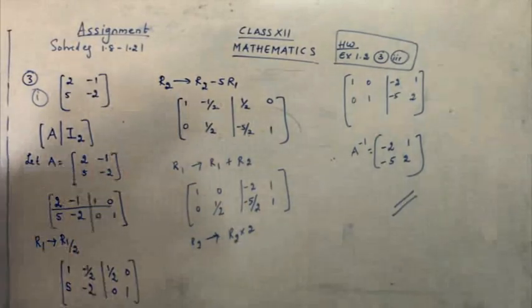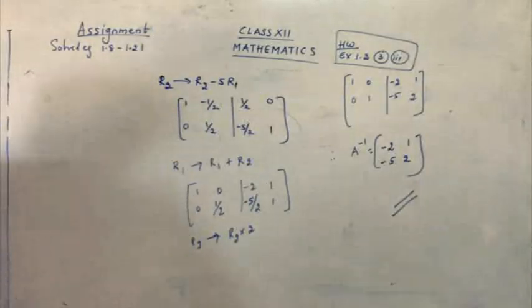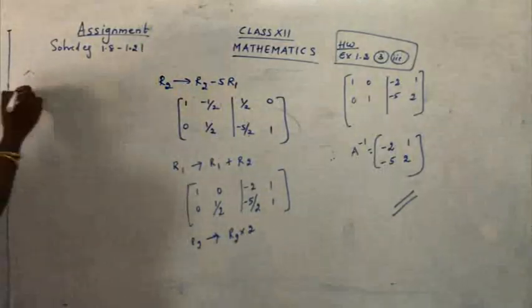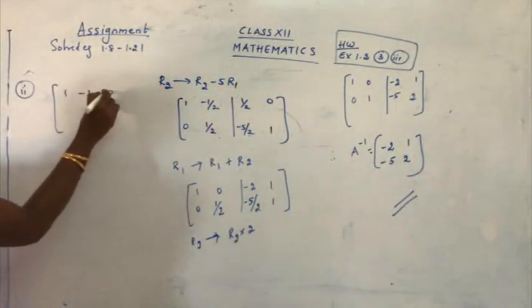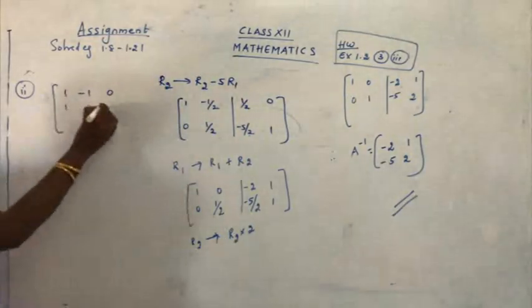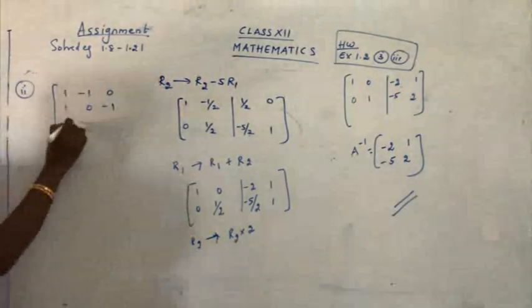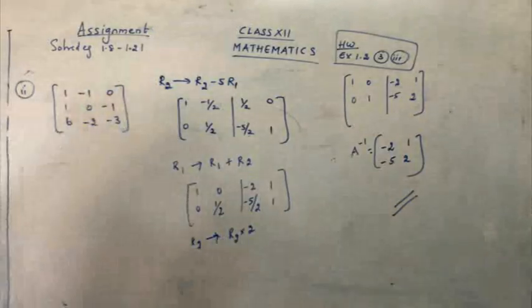What's the question? Second subpart. The matrix: 1 minus 1 0, 1 0 minus 1, 6 minus 2 minus 3. Done? So we have taken in the question.